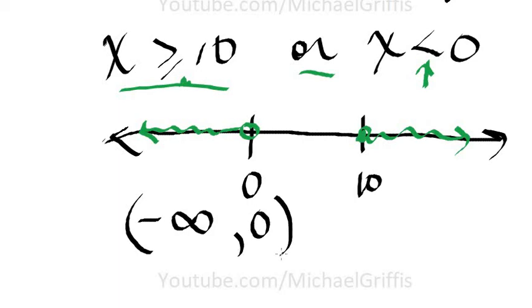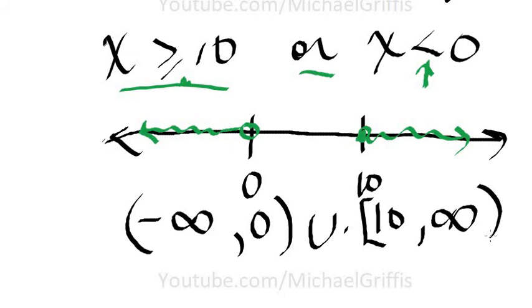Negative infinity to 0, it doesn't include it. And let's use a symbol here you may not have seen. That's called the union. And this goes from 10 to infinity. So you see, that is the interval. This is known as the union symbol. You're uniting both of these sets. Okay, interval notation.